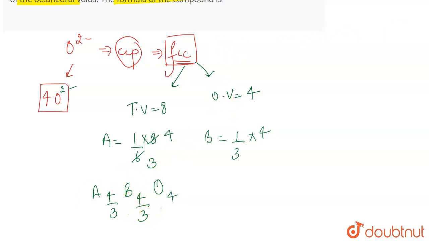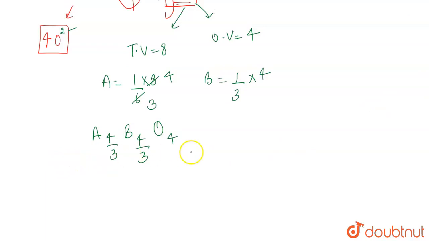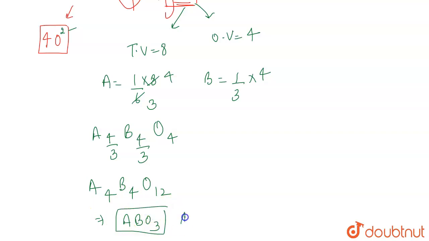So, in order to make the formula, what we have to do, we have to multiply it by 3, right? If you multiply it by 3, you will get A4, B4, O12. Now, you can take 4 as common. This will become ABO3. So, this will be the formula of the compound, okay? That's all for the question.